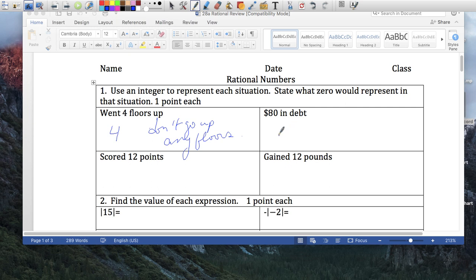$80 in debt means you owe someone $80, right? So at $0, you mean you have no debt. You don't owe anything.